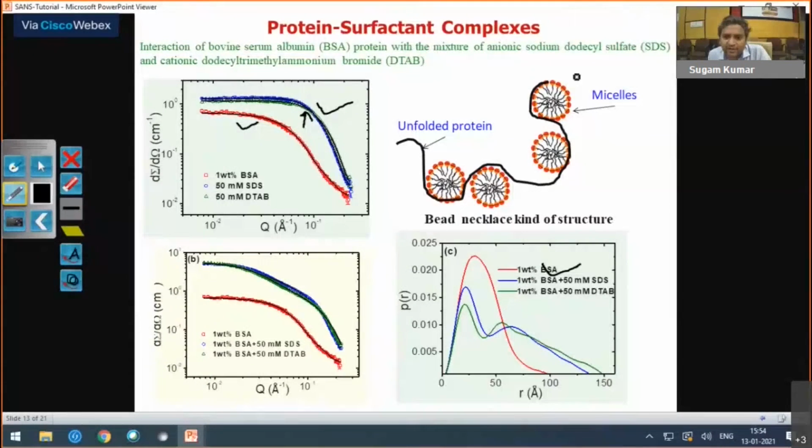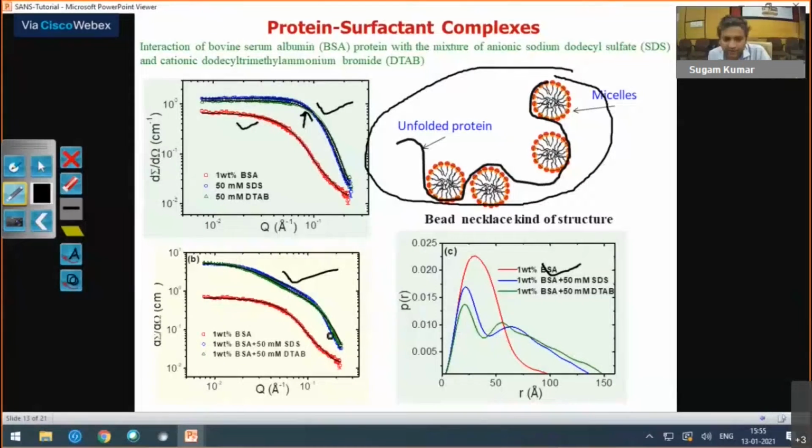What I will be showing is the fitting of this complex, which is formed by these micelles and the protein. The protein chain is unfolded now. So this unfolded chain will not contribute to the scattering anymore, because this will be merged in the solvent. What we will get is scattering from these arranged micelles, right? This is the data. We also have calculated P of R for this system.